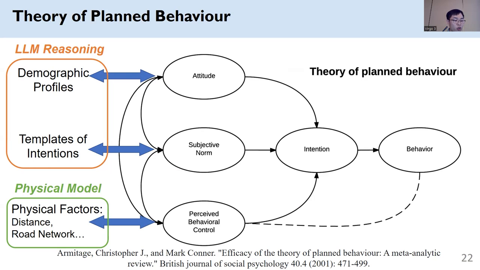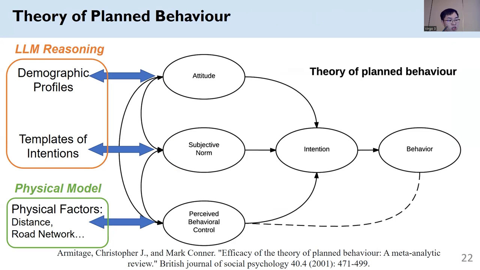We think the attitude can be simulated as the demographic profile of the agents, and the subjective norm is like the templates of the intentions or the templates of behavior. It's like what your usual behavior would be, or what the regular time framework is for a human being with a certain demographic profile. That's the subjective norm, right? And the perceived behavior control can be some physical factors, like how distant those places are, what the road network is, and whether you have some transportation means between the two places.